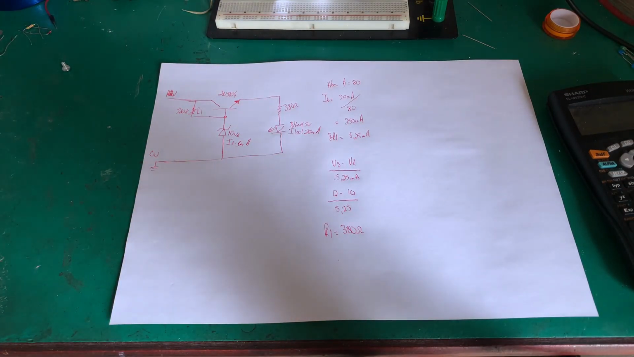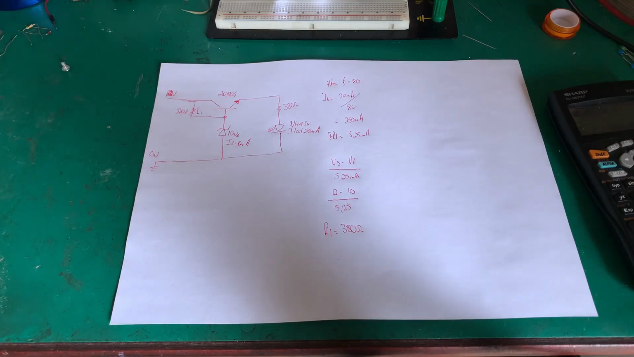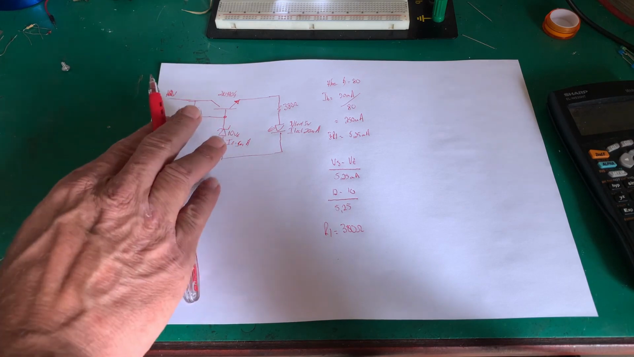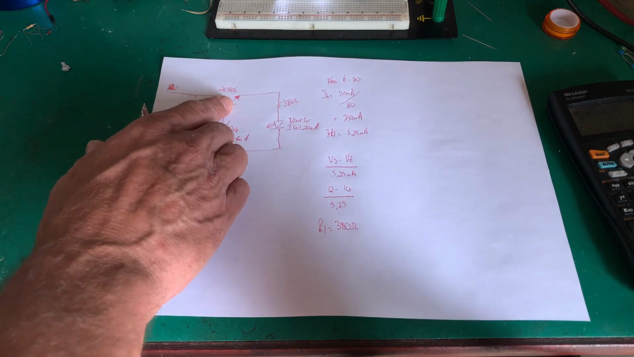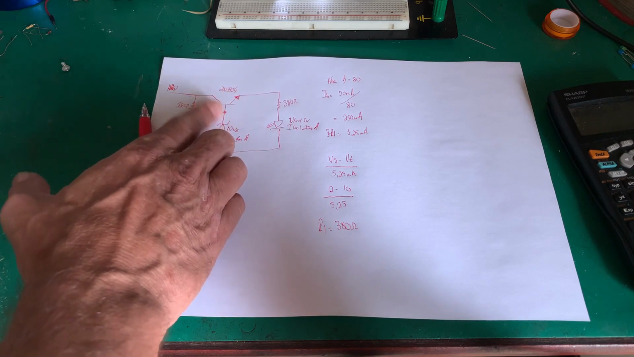How does this circuit work? Well, let me restart the clip and I will show you. So how does this circuit work? It's actually very simple. As we start, forget about this part down here. The transistor is off because there's nothing on the base.